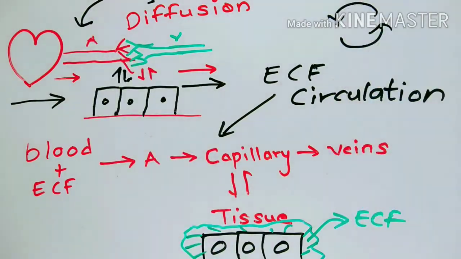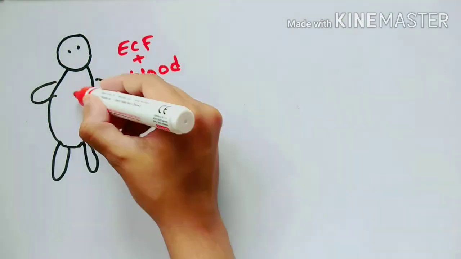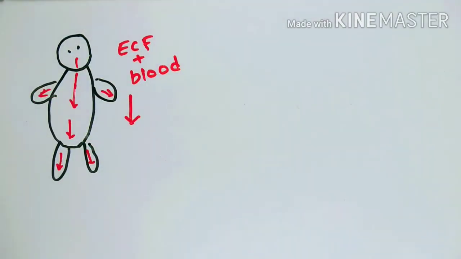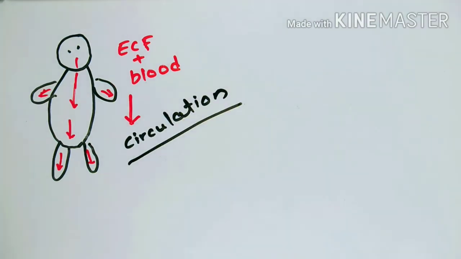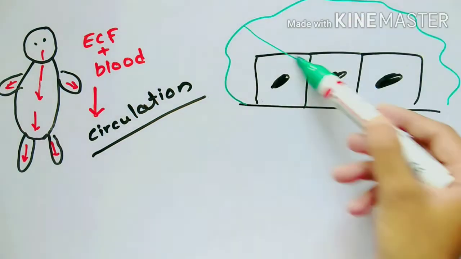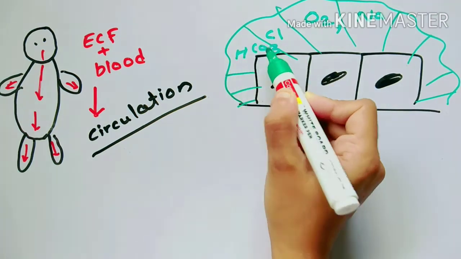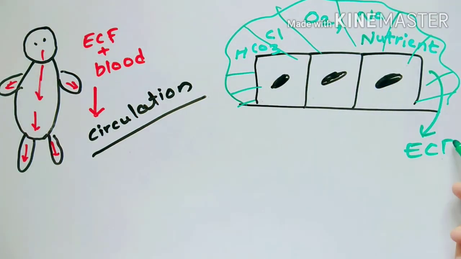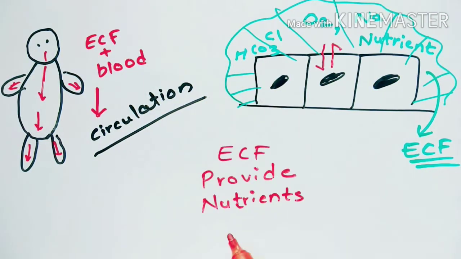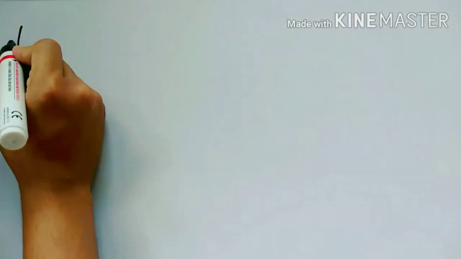The basic thing is that this ECF is in constant motion throughout the body, and it is rapidly circulated with blood and then mixed between the blood and tissue fluid by diffusion through the capillary walls. In ECF, ions and nutrients are present that are required by the cells to maintain life. So all cells live in essentially the same environment, that is extracellular fluid, and for this reason the extracellular fluid is considered the internal environment.